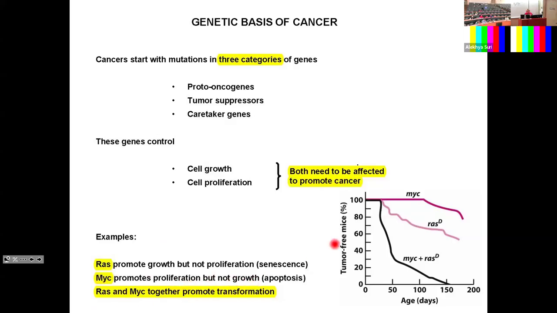And what happens? These are tumor-free mice. There are mice with genetically modified MYC, and they will live, here is the age in days, till almost 200 days. But if you have a colony of mice with both mutations, MYC and RAS, by 150 days they are all dead. The tumor-free fraction is 0, so they all die, because they have expression of the two oncogenes.